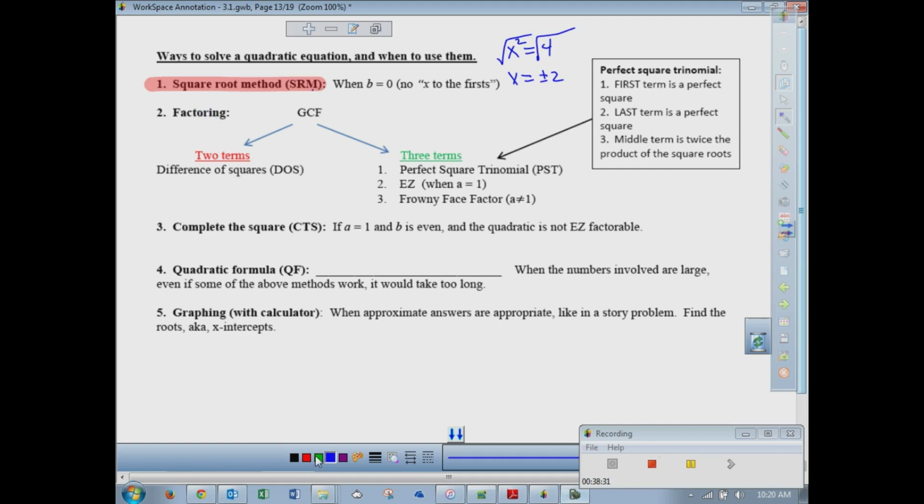Second thing to look for is if you could factor it. I made a little tree for you. If there are 2 terms, the most popular way to factor something that has 2 terms is a difference of squares. For example, isn't that a perfect square? 4x squared. Isn't this a perfect square? Correct? And they are being subtracted.